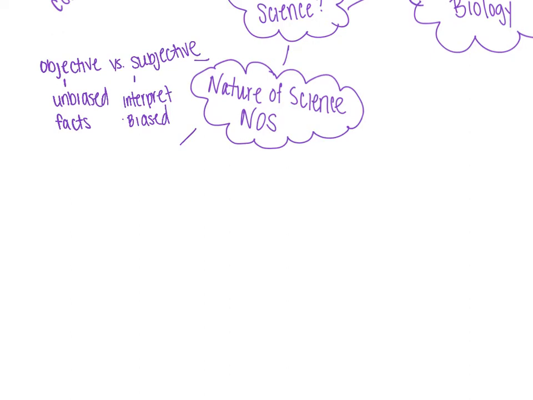All right, another characteristic is going to be observation versus inference. So an observation is going to be something you can observe using your senses. An inference is going to be an explanation based on your observation.